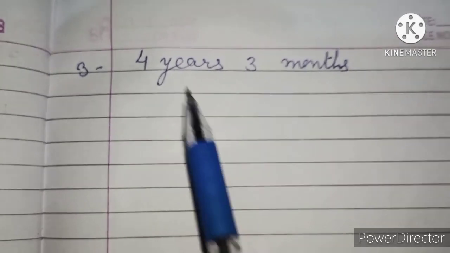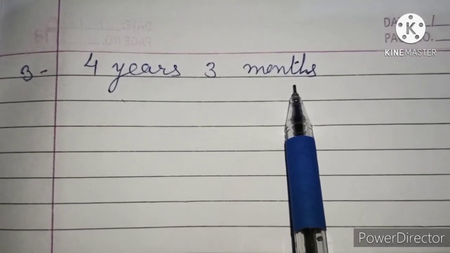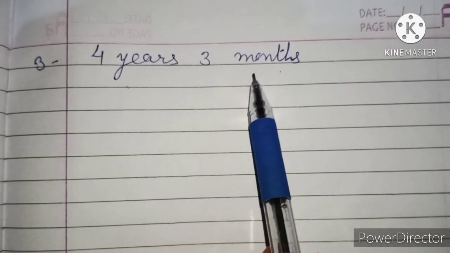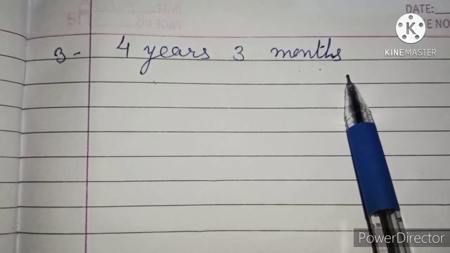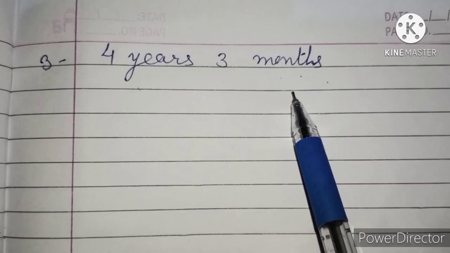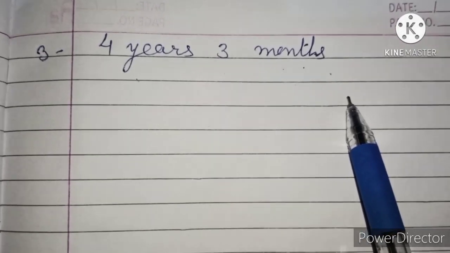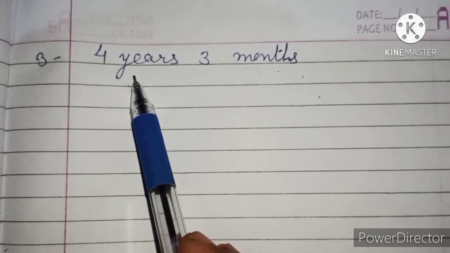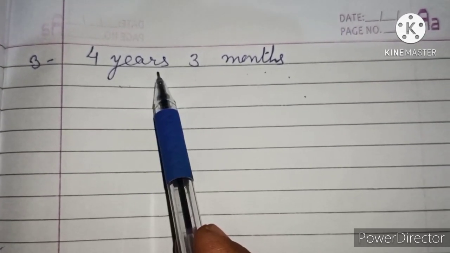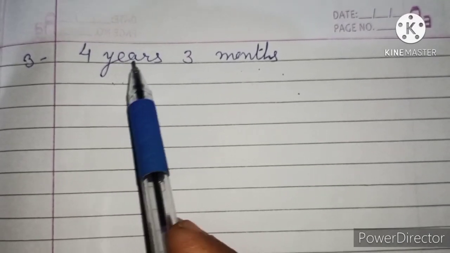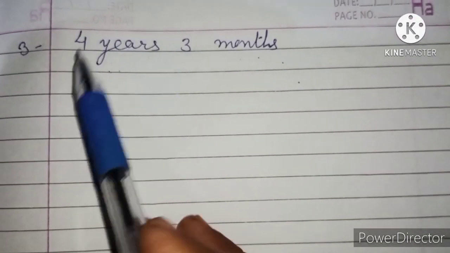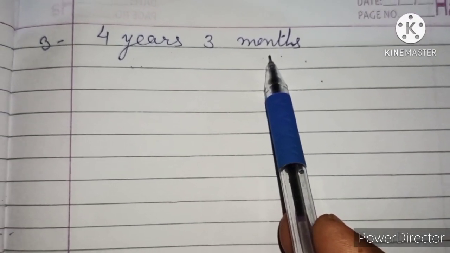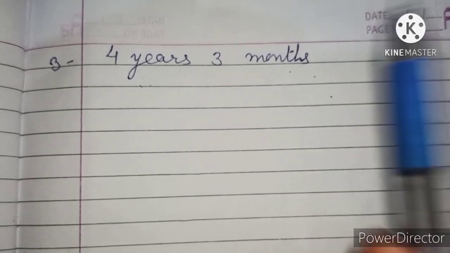Now next question is 4 years 3 months. Convert into days. Children, we have to do this question in the same way. In this question, first we will convert years into days. After that we will convert months into days. Okay. So let's start.